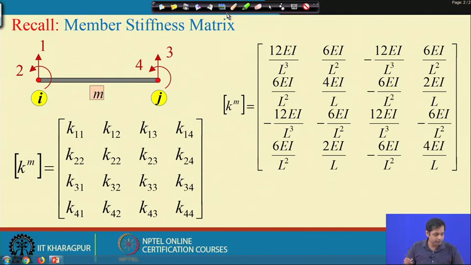Now, if you recall, this is for node number 1, this is for 2, this is for 3 and this is for 4. Similarly, the columns are for 1, 2, 3 and 4. Correspondingly, we can write these stiffnesses as K11, K12, K13 and K14. We already discussed the physical significance of K11, K12 and so on. So, let us move on and see how to do the assembling.